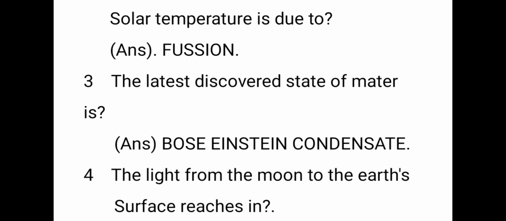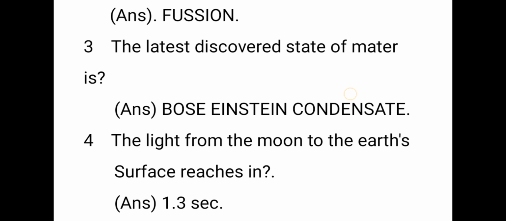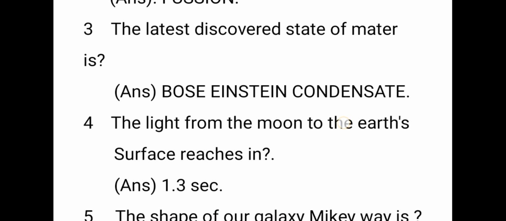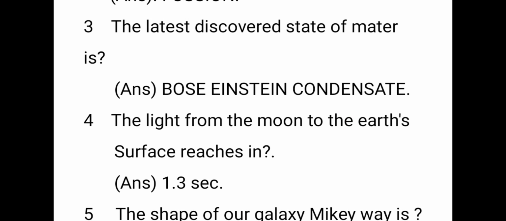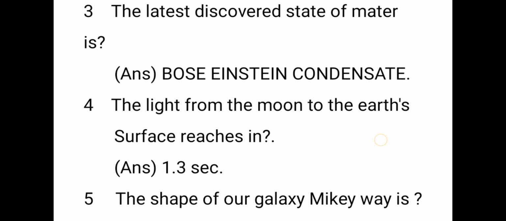The next question: the latest discovered state of matter. Generally the states of matter are three types: solid state, liquid state and gaseous state. But recently one more state was discovered, that is the Bose-Einstein condensate. This theory was conducted by Bose and Einstein.